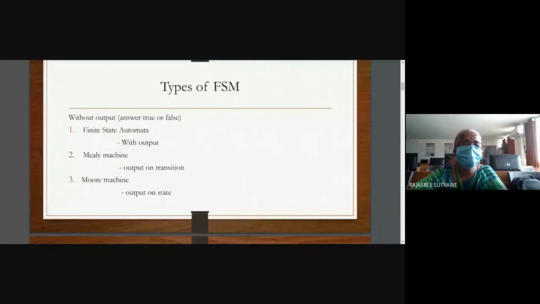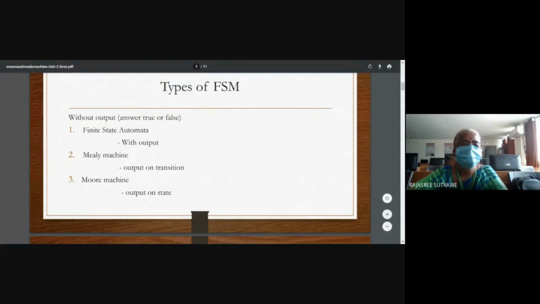So far we have discussed finite state machines without output, but now we are going for with output. So in this one we have Mealy machine and Moore machine. In the Mealy machine, we are considering output on transition, whereas in the Moore machine, we are considering output on state.